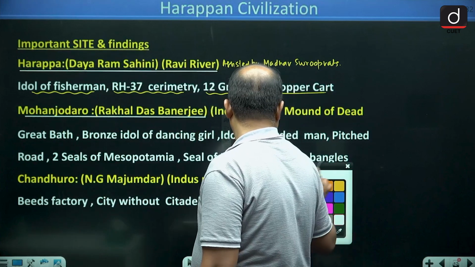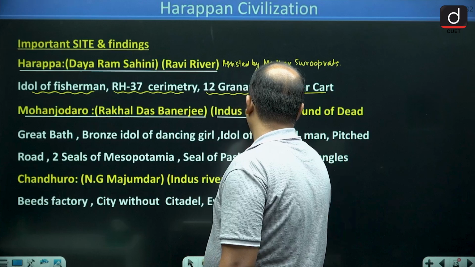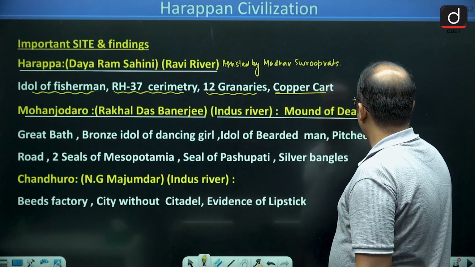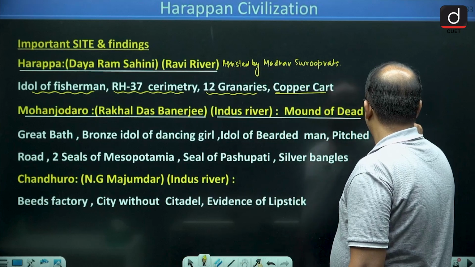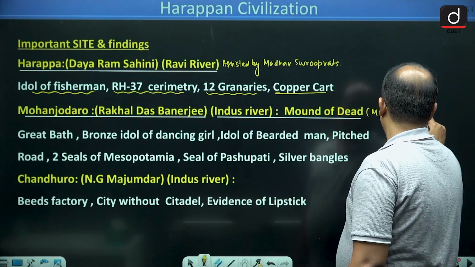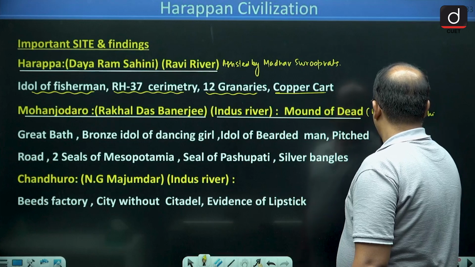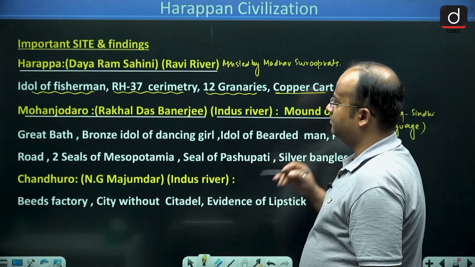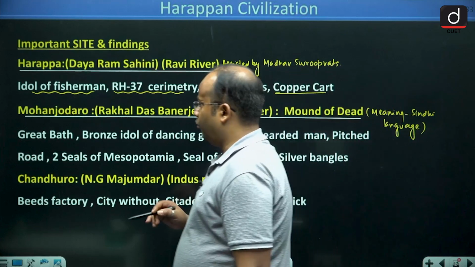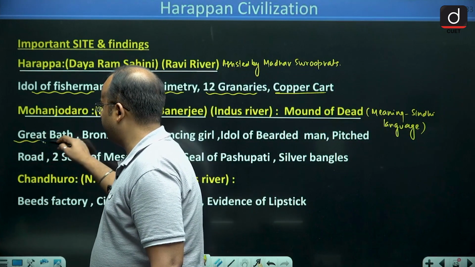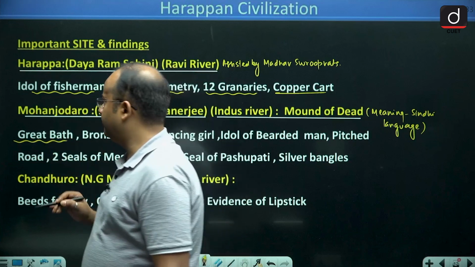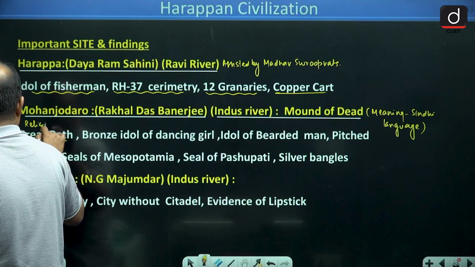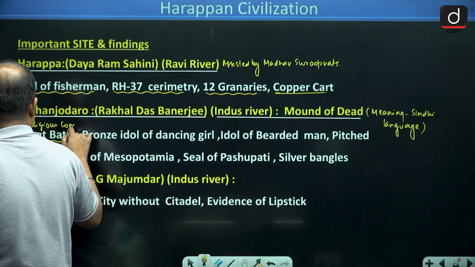and it is on the bank of river Indus. Mohenjodaro means mound of dead. The meaning of Mohenjodaro in Sindhi language is mound of dead. Now what have we found? We have found the great bath. The great bath must have been used for religious community bathing.